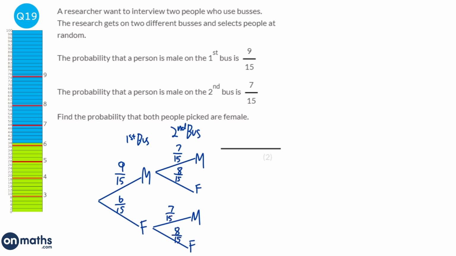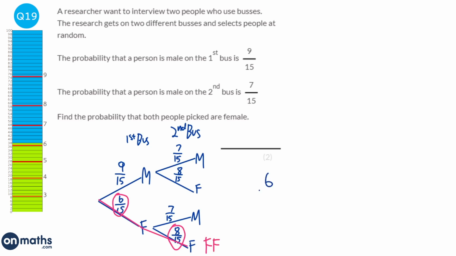And the question is basically asking what is the probability that both will be female. So to have both female, we need to have gone down this line at the start, and then this line again. Looking at the fractions along the way, it's 6 over 15 and 8 over 15. The word "and" in probability means times. So whenever you're finding the probability of getting to an outcome, this outcome would be FF, because they're both female, you are multiplying the fractions that you go across.